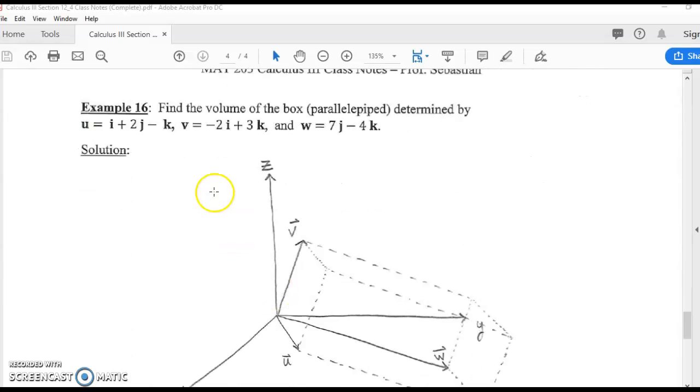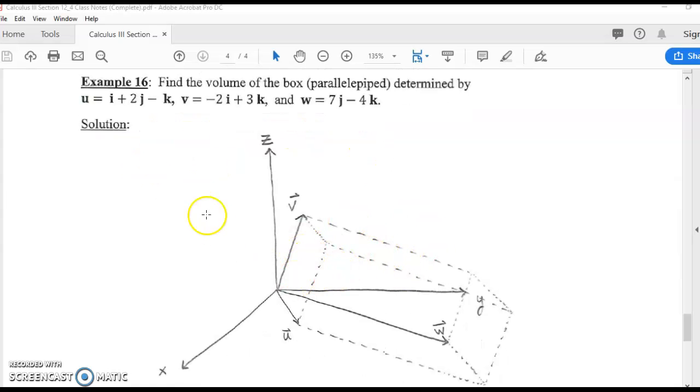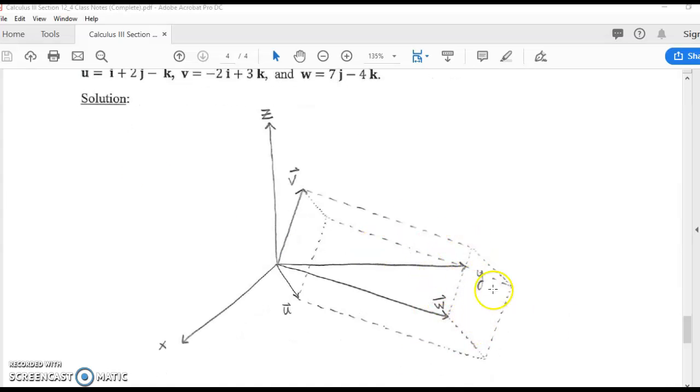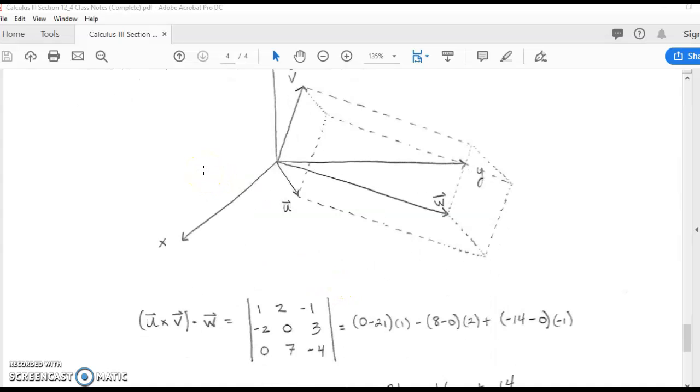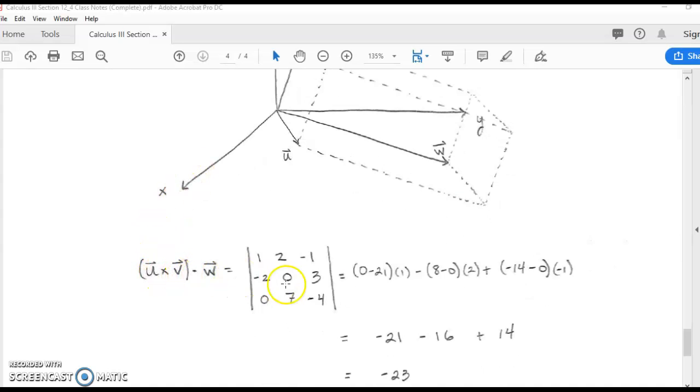So using that, in this example, let's find the volume of the box, or really a parallelepiped, determined by the vectors u, v, and w. I drew those semi-carefully, not real carefully, and I tried to visualize what that box would look like, and it's this guy right here. Okay, so how does this work? Again, you just take u cross v dotted with w, which is this 3 by 3 determinant. I put in row 1 the components of u, in row 2 the components of v, in row 3 the components of w, and then I remember how to compute this determinant.